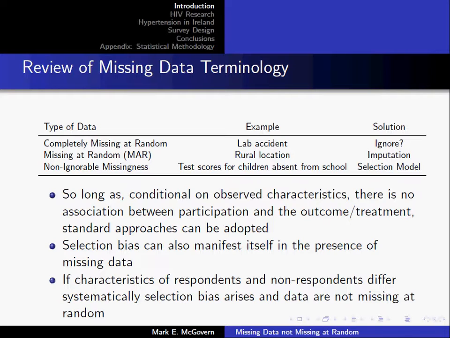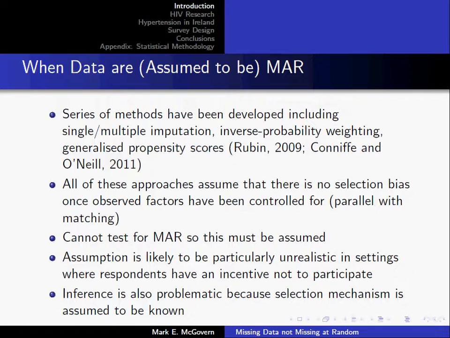But essentially the idea is that selection bias can manifest itself in missing data. Essentially, if the characteristics of the people who are in your data set differ systematically from those who are out of the data set, then you have a pretty serious problem. Now if you assume that the data are missing at random, it's pretty straightforward. We have a series of methods that have been developed for dealing with this case. So multiple imputation, inverse probability weighting, propensity scores, and actually all of these are pretty complex methods.